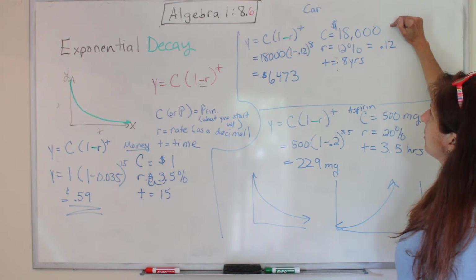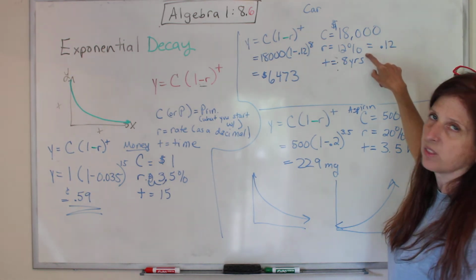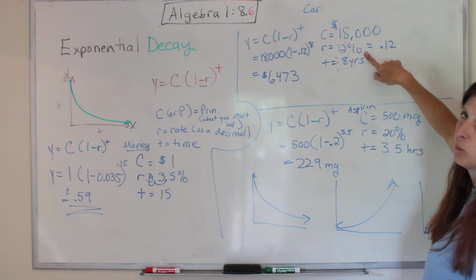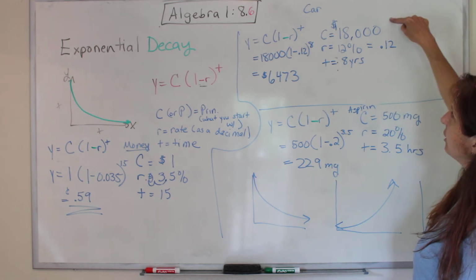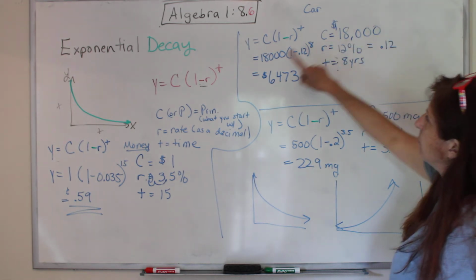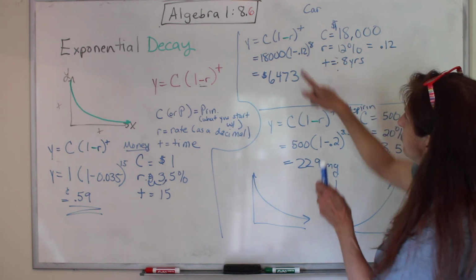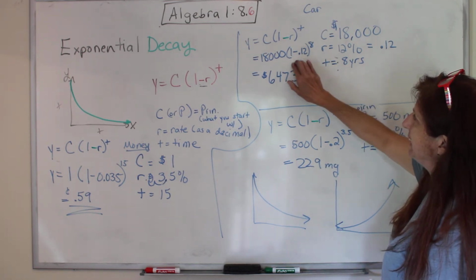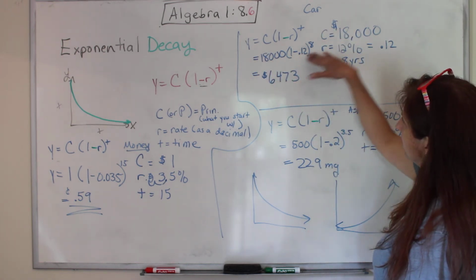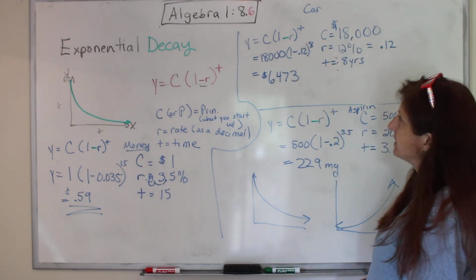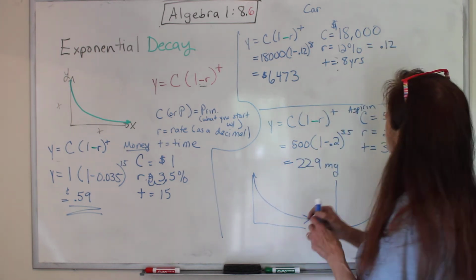You buy a car for $18,000. It depreciates, it gets worth less every year at a rate of 12%, which we change to 0.12. After 8 years, how much is your car going to be worth? Well, we put it into our formula, 18,000 times 1 minus 0.12. And remember, if we did this out, it's always going to be less than 1. To 8 years, it's going to be worth, put it in your calculator exactly like that, $6,473.